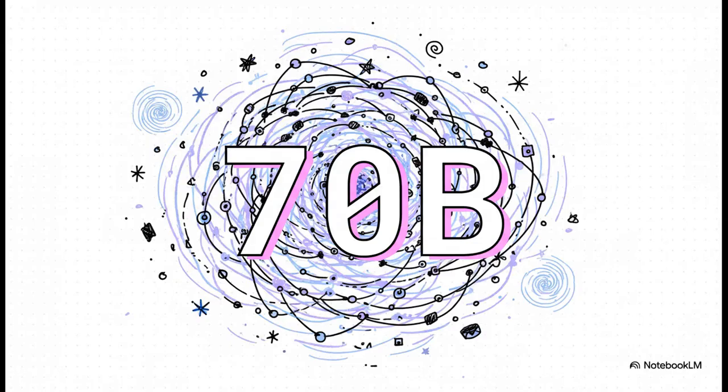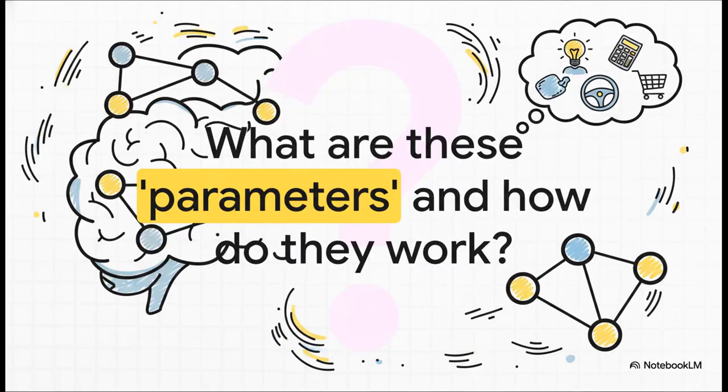Let's jump in. Okay, look at this number: 70 billion. When you hear about these massive AI models like Llama, this is the kind of scale we're talking about: 70 billion parameters. I mean, it's a number so big it almost feels fake, right? Impossible to wrap your head around. So, what even are these parameters? What are these 70 billion little knobs and dials actually doing inside the AI?